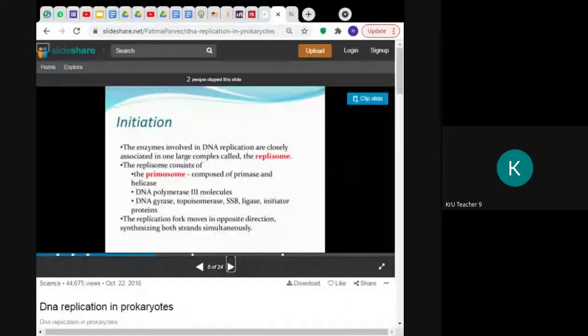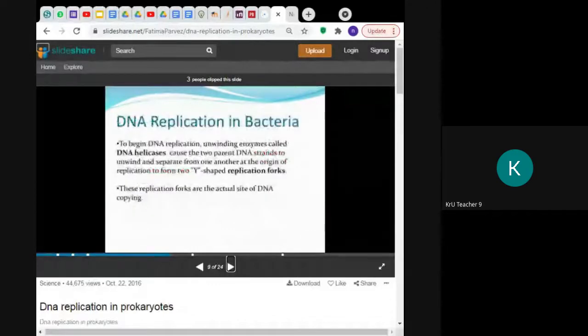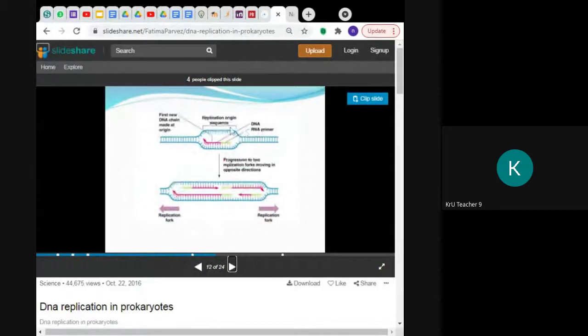In bacteria, when you see the replication, there are Y-shaped replication forks. So this is the replication bubble. Here the two strands of DNA get unwound, and on one strand replication takes place continuously, on the other strand it is in discontinuous mode. But replication is occurring in two directions, towards 3' and to 5'.